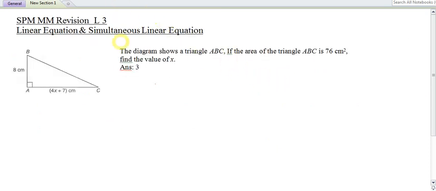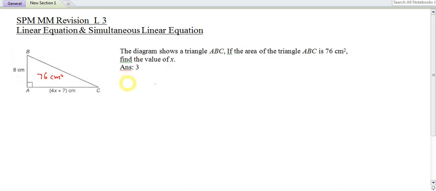Sometimes the question is not that straightforward. No linear equation is given to you like these questions. You need to form the linear equation yourself. Okay, so if the area of the triangle is 76, the area here is 76 square centimeter, we want to find the value of x.